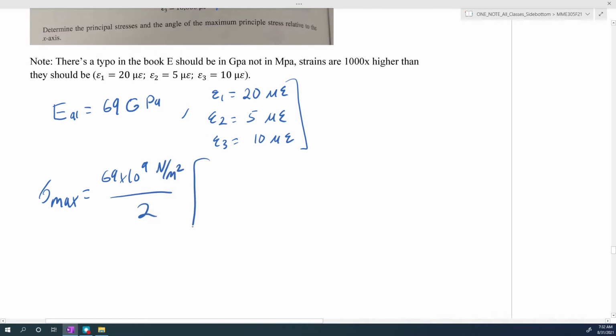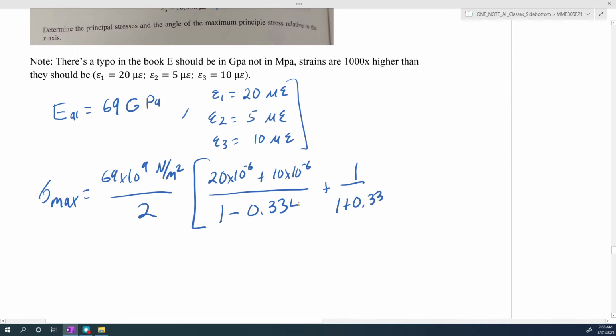Over 2. And then we're going to multiply that by the sum of E1 and E3, which is 20 times 10 to the negative 6 plus 10 times 10 to the negative 6. We're going to divide that by 1 minus the Poisson's ratio of aluminum, so 1 minus 0.33. We're going to add 1 over 1 plus the Poisson's ratio of 0.33. And then we're going to multiply that by the square root of E1 minus E3 squared.